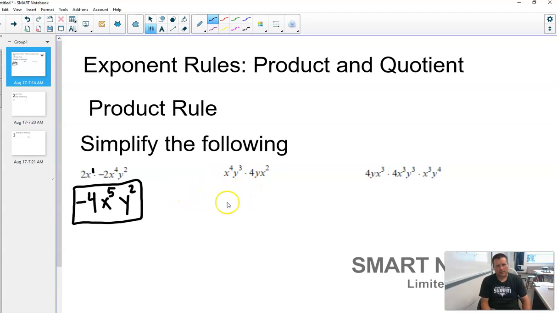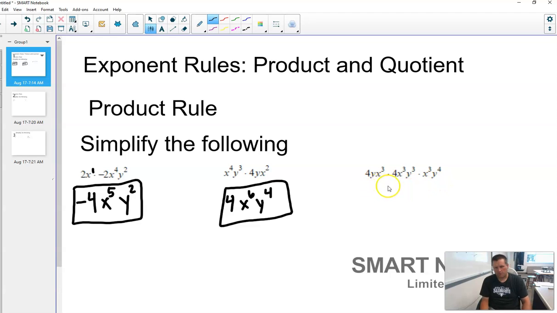If I look at the second example, again, I multiply my coefficients, 1 times 4, which just gives me 4. And then I have x to the 4 and 2, which will give me 6. And then for y, I've got 3 and 1, which will give me 4 total. So these should go pretty quick.